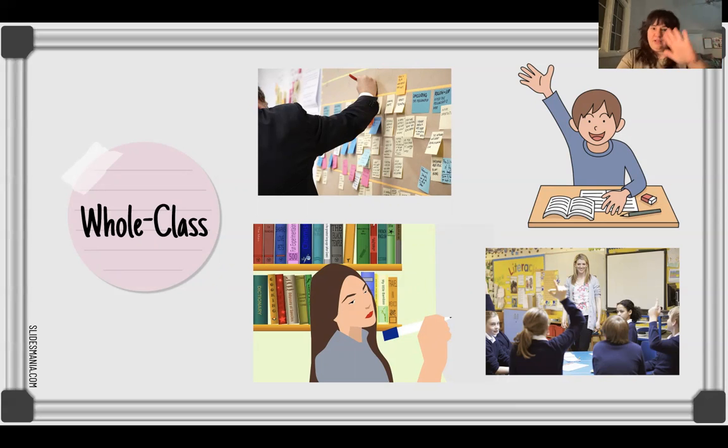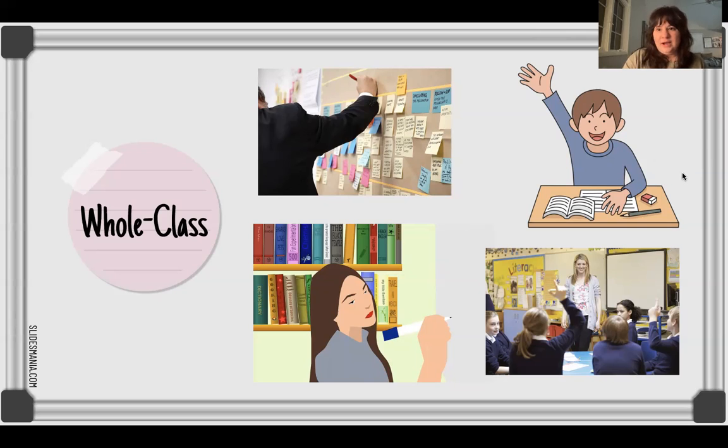You could do it as a gallery walk if you have multiple artifacts or texts or whatever the case may be that you're displaying for them, and they could use post-its to record it. You could have kids record it themselves on the whiteboard, so there's different ways to implement it in the classroom as a whole class.